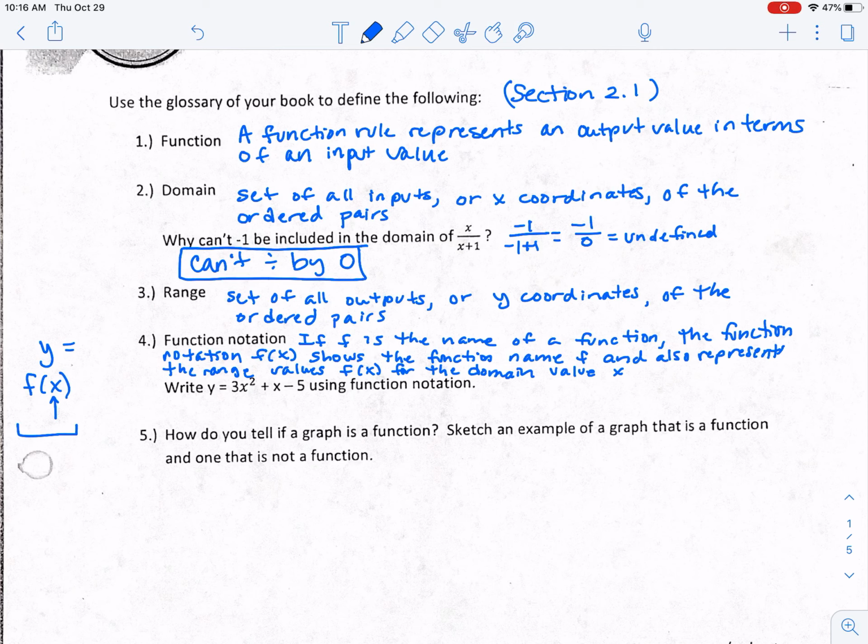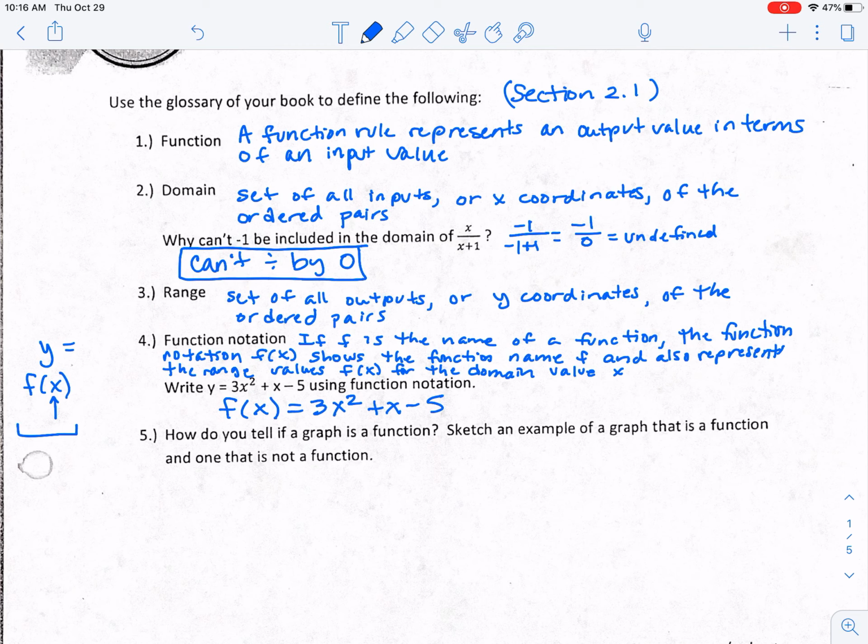So to write y equals 3x squared plus x minus 5 using function notation, let's see, y equals, it's a function in terms of x, and so f of x equals 3x squared plus x minus 5.